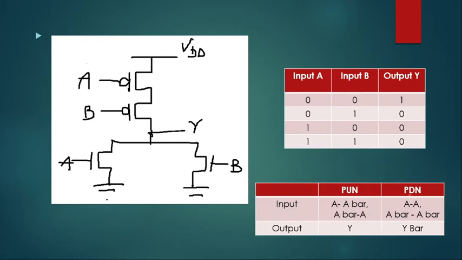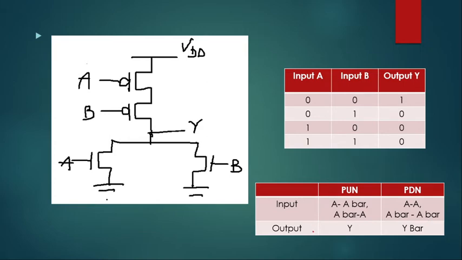So PUN and PDN: this is the pull-up network, this is the pull-down network. The pull-up network consists of PMOS, the pull-down network consists of NMOS. And what are the rules for it? For the pull-up network, if the input is A, you will write it as A bar. If the input is A bar, you will write it as A. And for the pull-down network, the input A is written as A, and A bar will be written as A bar.